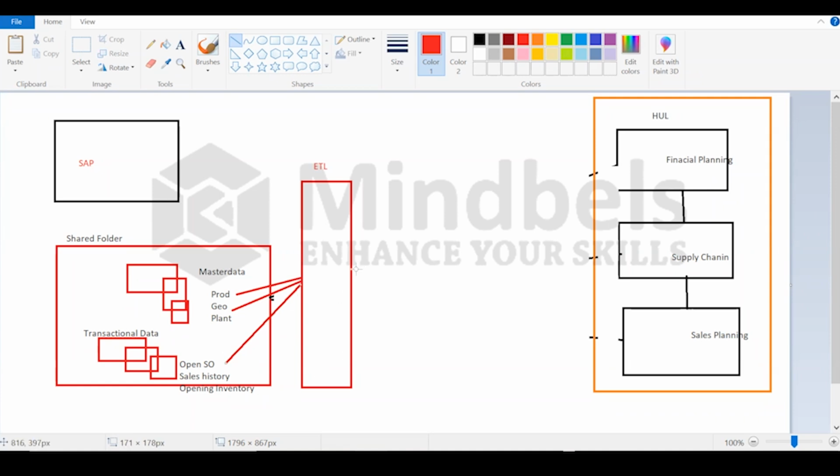From this ETL, it is transformed and loaded to financial planning, supply chain planning, and then sales planning. Correct? This is exactly what happens in real time, right? Say yes or no? Yes. So in between, what is happening in the ETL connector? First things first, this ETL connector has to load this product data.